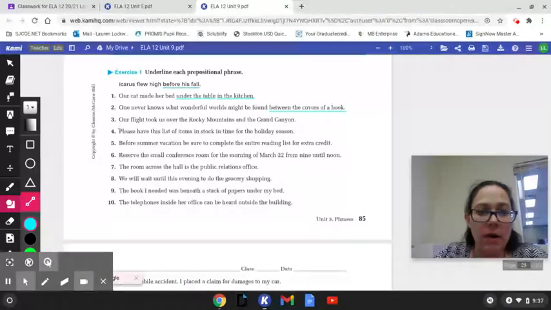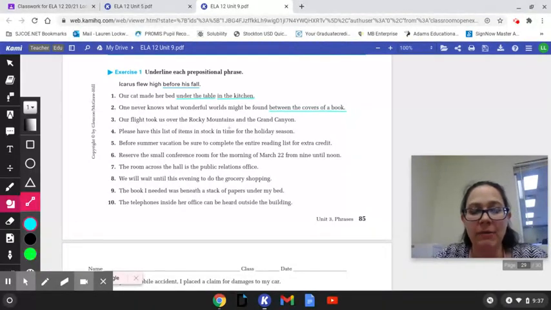Last one, our flight took us over the Rocky Mountains and the Grand Canyon. I know that over is a preposition. Over where? Over the Rocky Mountains and the Grand Canyon, two parts there.